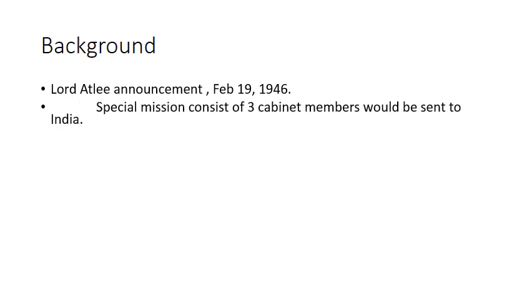Lord Attlee made an announcement in February 1946. Lord Attlee was the Prime Minister of the United Kingdom at that time. He announced that a special mission consisting of 3 cabinet members will be sent to India, and obviously these cabinet members were sent to India to find a solution to the constitutional issue of India.